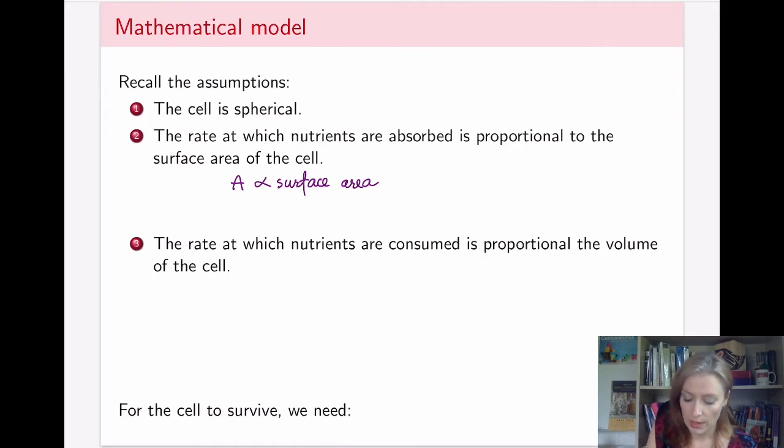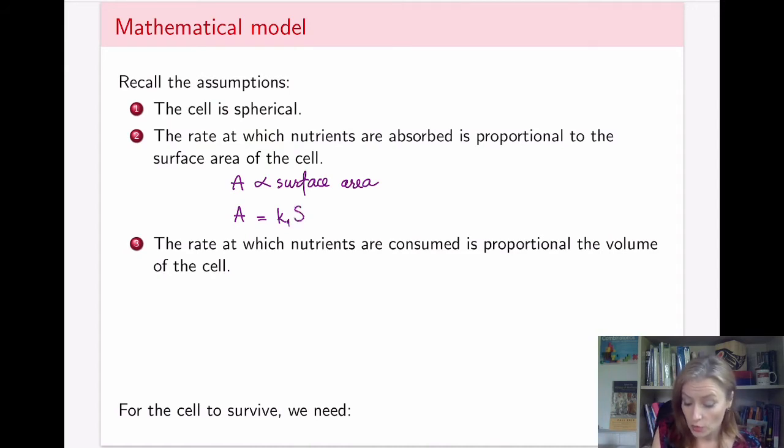Okay, or A is proportional to S because that's what we called it. Remember that proportional means that it's actually equal to some constant, let's call it K1, because we're also going to need a second constant later, times the surface area, S.